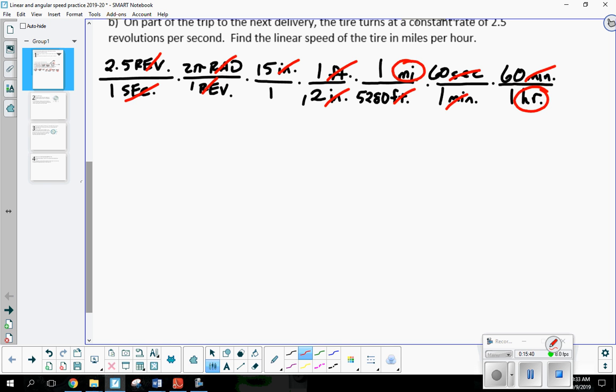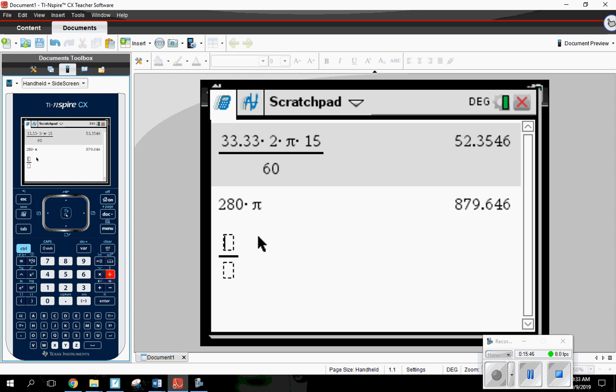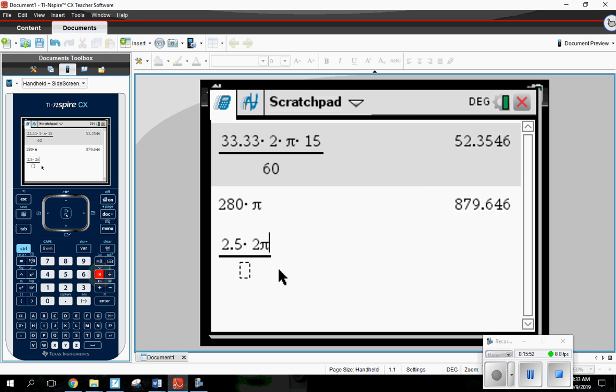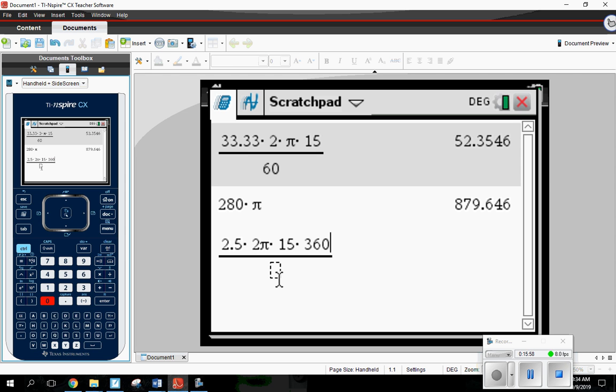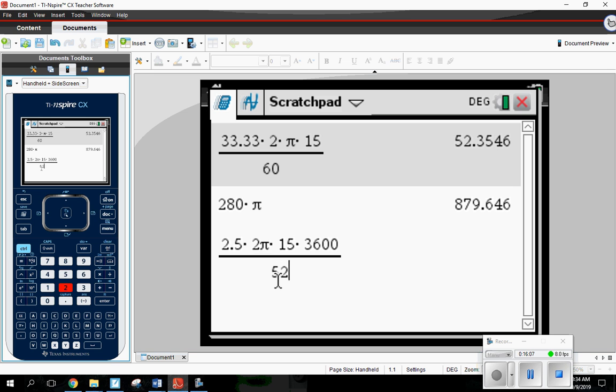Now it's just a matter of calculating it. Let's come on over to my calculator. We had 2.5 revolutions times the 2 pi, just going straight across, times the radius of 15. And then I believe it was times 60 times 60, so I'll say 3,600. And then down below, I did have to multiply the 5280 times what? 12. So 5280 times 12.